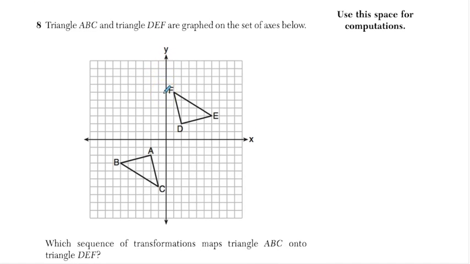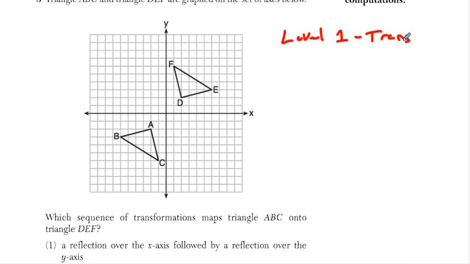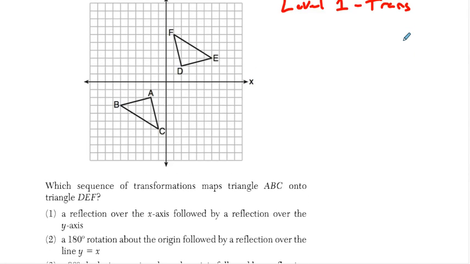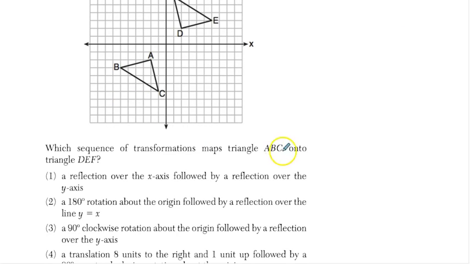This one, straight up, this is level 1, identifying transformations. And the big thing when you're doing identifying transformations, remember, is making sure the right letters map onto each other. So you want to make sure that A maps onto D, E maps onto B, and C maps onto F. All right, so when you're thinking about this, make sure that you get those right mappings here, okay?